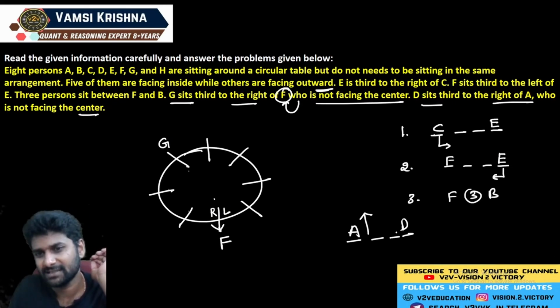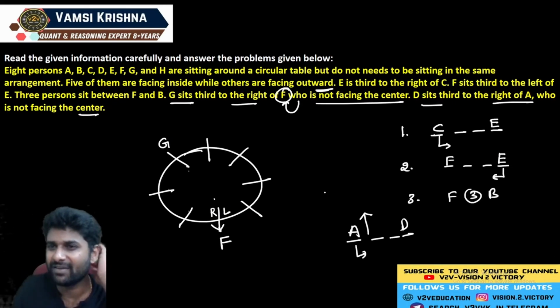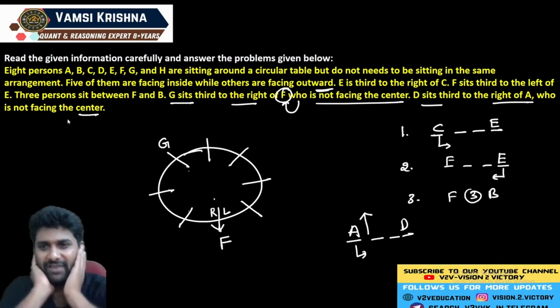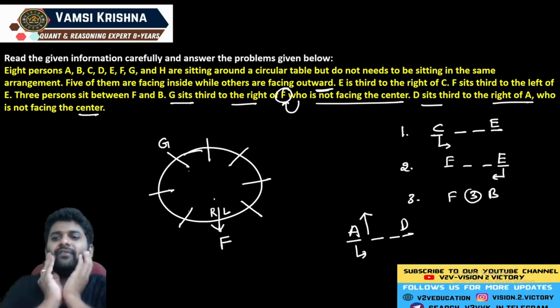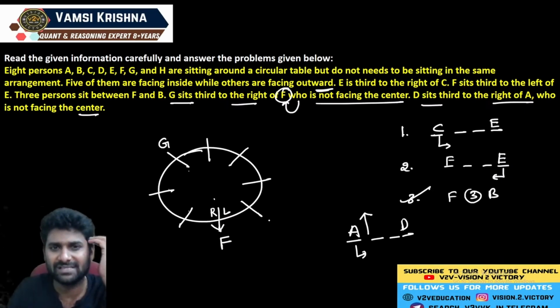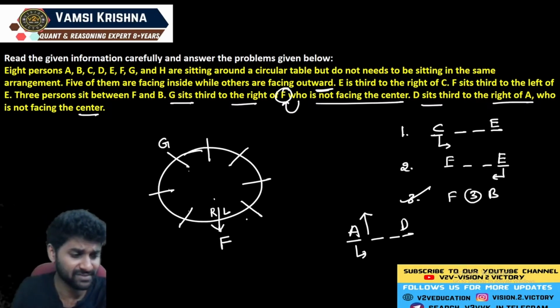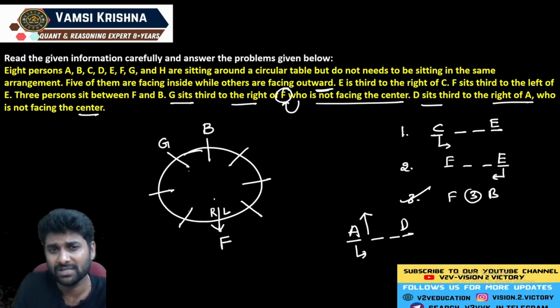First right, second right, third right. And A is facing away from the center. Okay, so that's the data we have. Based on F, we can fix B. Why? Because there are three persons. Doesn't matter whether it is the right side or left side, both are sitting opposite to each other. We are done with B.